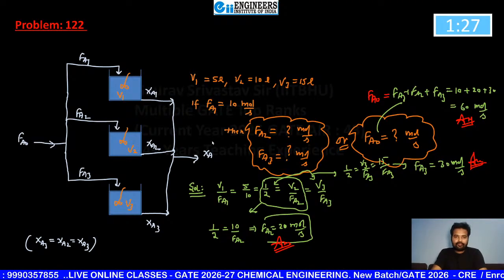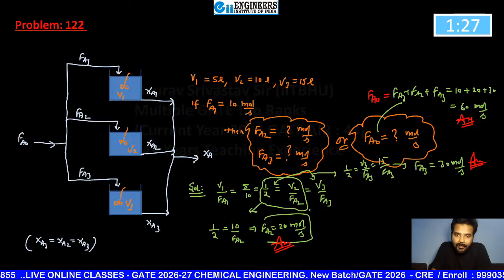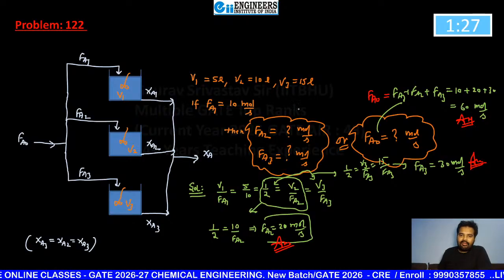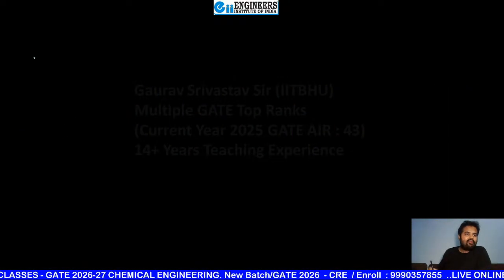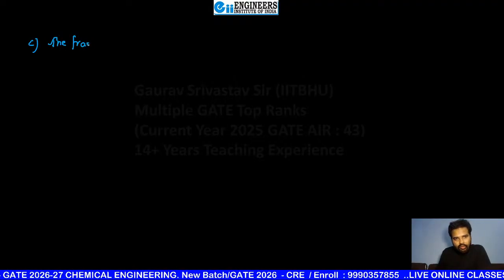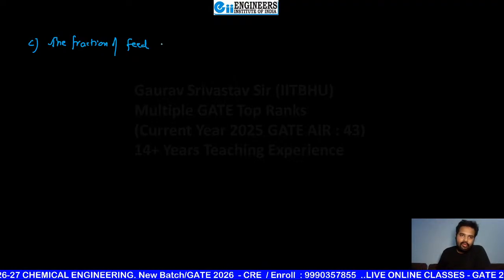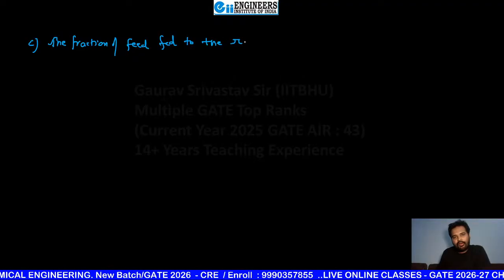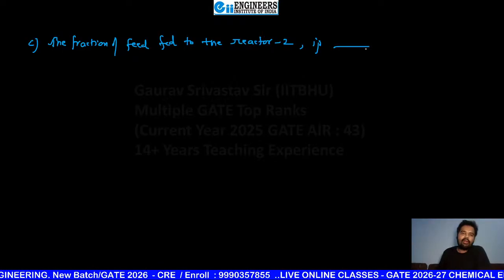Now, see, for the same problem, they can ask you in a different manner. Suppose I'm asking in the same problem 122: 122A, 122B, but now I'm asking 122C. The fraction of feed fed to the reactor 2 is. Can you tell me this answer, beta?